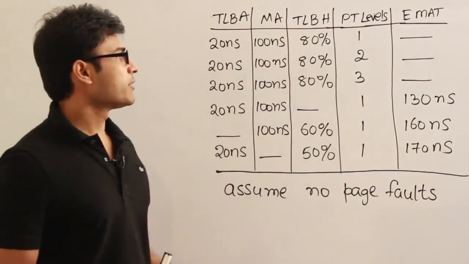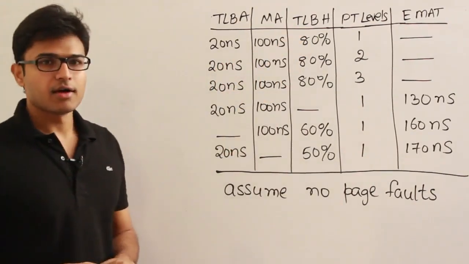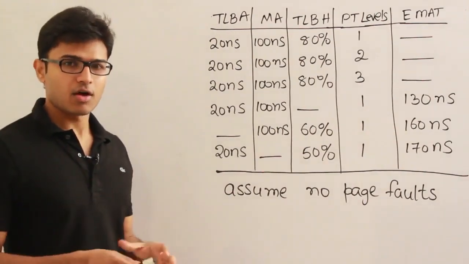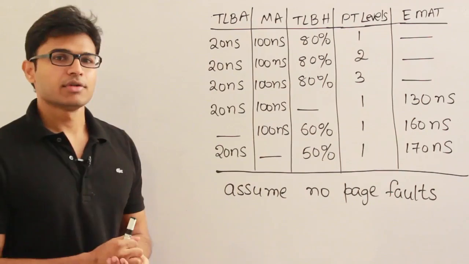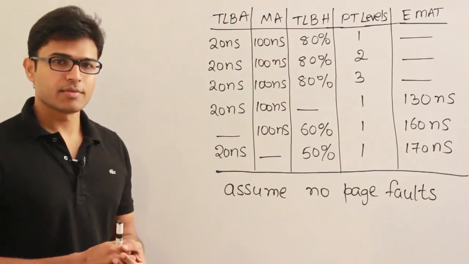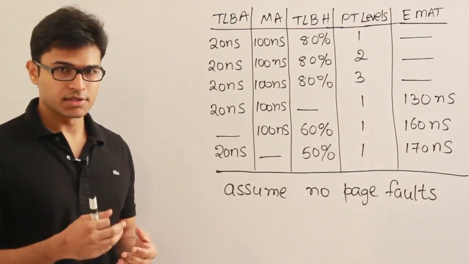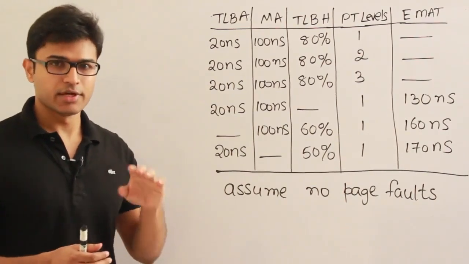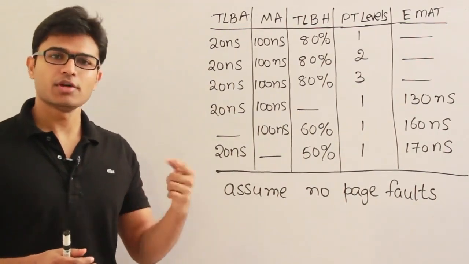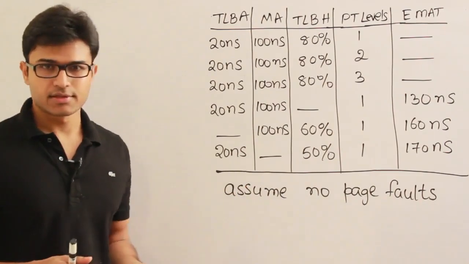And then TLB hit rate. TLB hit rate means out of 100 references, how many references result in a TLB hit, which means how many of the page table entries that you are searching for are directly present in the TLB and how many are not present. So hit rate means how many are present in the TLB, and the miss rate is 1 minus that, isn't it?